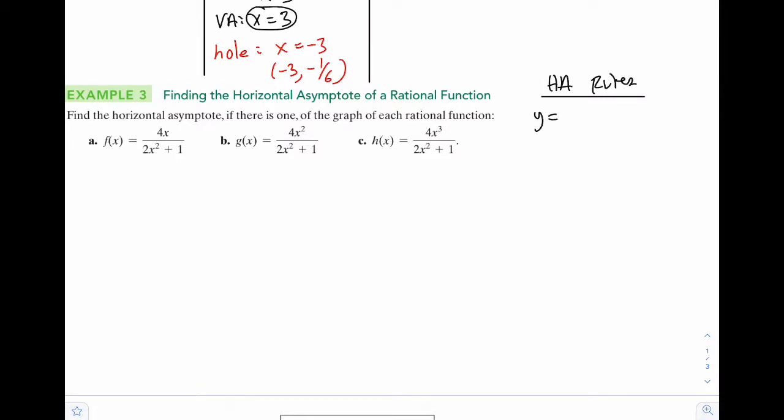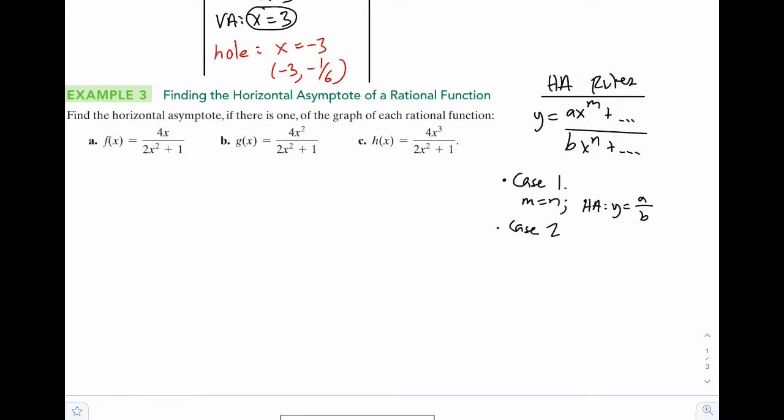So our generic form is y equals a x to the m plus dot dot dot over b x to the n plus dot dot dot. They tell you there are three cases. Case 1, that would be m equals n, meaning the exponents are equal. If that happens, you simply write HA is y equals a over b. You just take the coefficients right there.